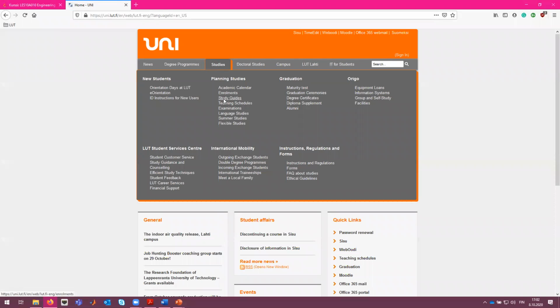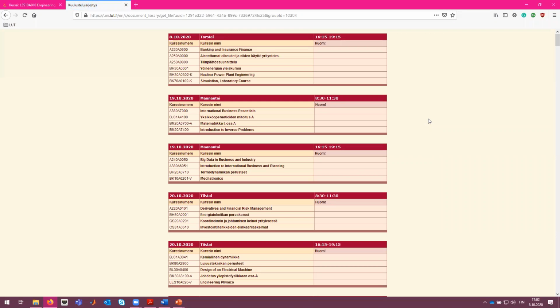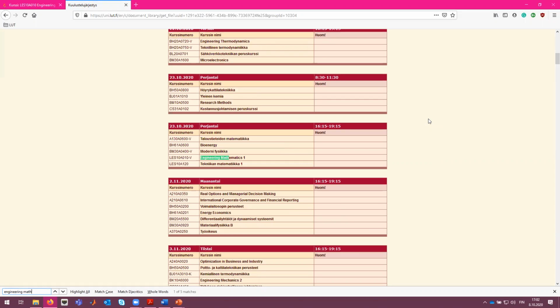Studies, under panel studies, you have examinations. I guess it is probably in SISU somewhere as well, but in daily scheduling, find engineering math, engineering mathematics 1. This dash B is the midterm. It's on the 23rd of October. It's a Friday, and the exam will be at 4 o'clock. Not the best possible time, but well, better than Monday, 8 o'clock. So I haven't checked when the main exam is.